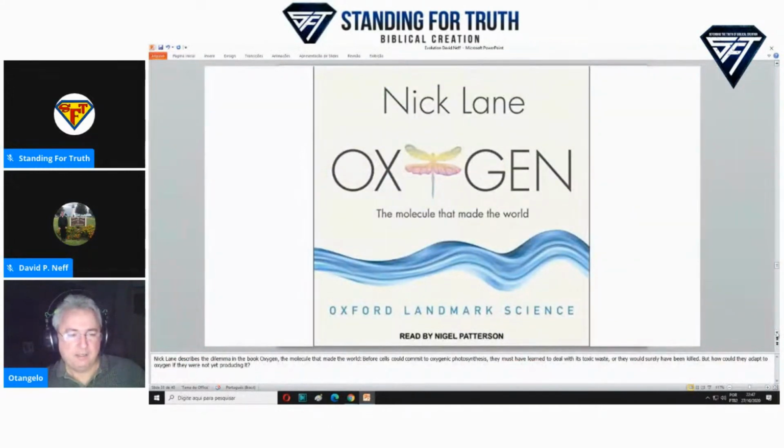Nick Lane describes the dilemma in the book Oxygen, the Molecule That Made the World. Before cells could commit to oxygenic photosynthesis, they must have learned to deal with its toxic waste, or they would surely have been killed. But how could they adapt to oxygen if they were not yet producing it?